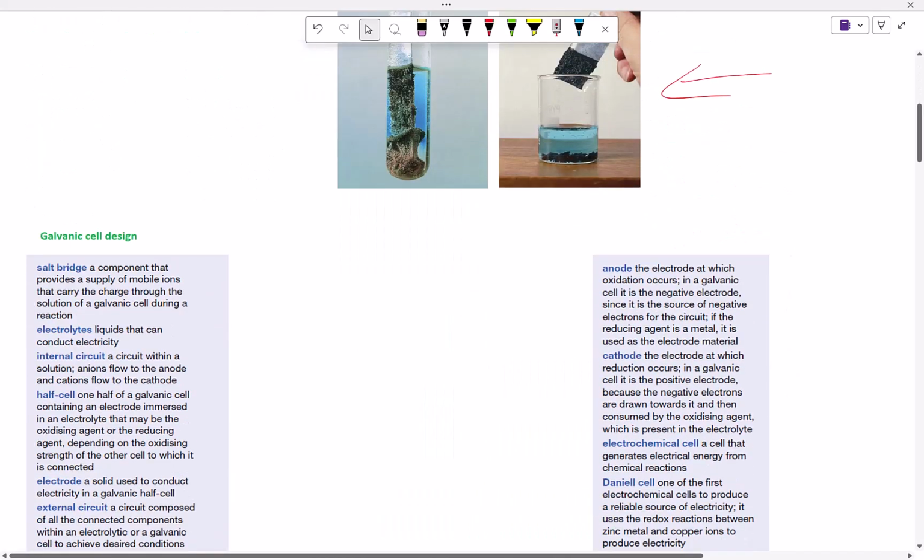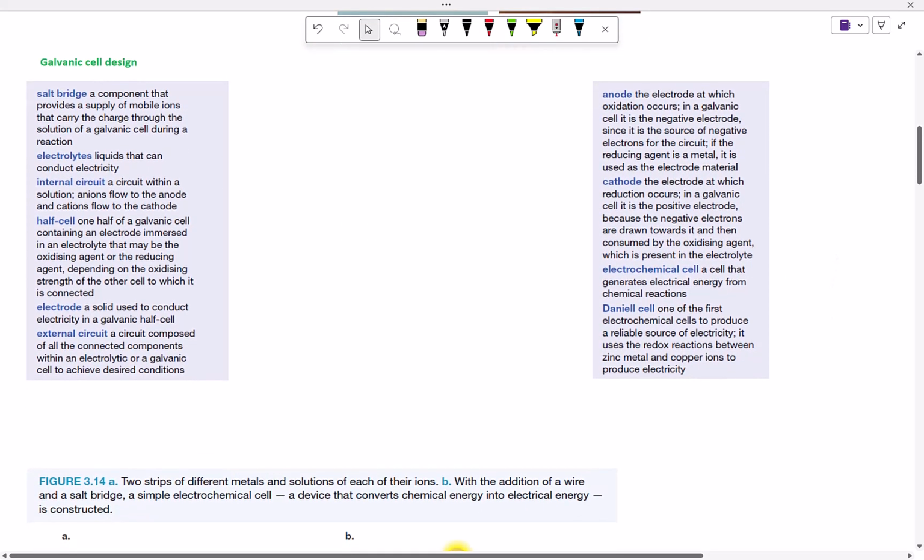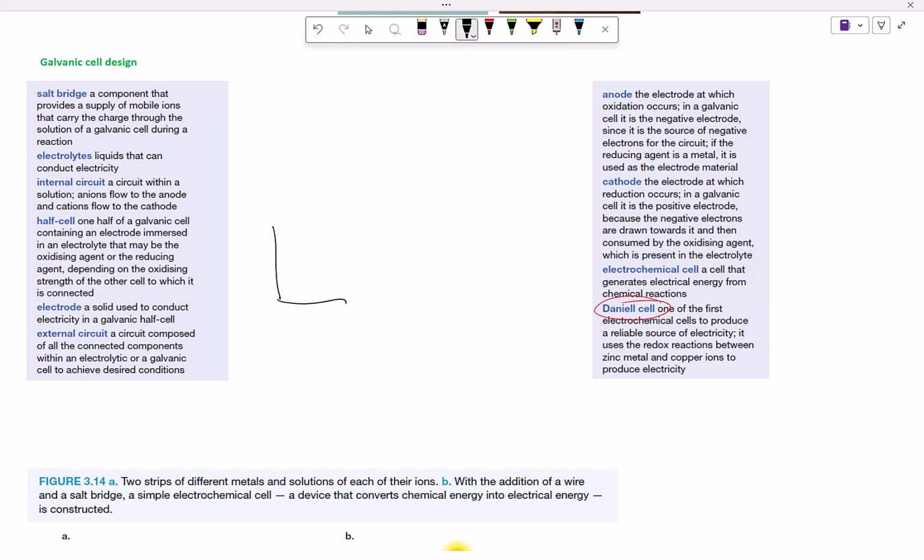All right, so let's move on to galvanic cell design. Keep in mind the first one of these was really the Daniell cell, and that used zinc metal and copper ions to produce electricity. Now when we draw these, let's draw 2 beakers for the sake of argument. We've got some aqueous solution, so we've generally got some electrolyte in here. Remember, an electrolyte is a liquid that can conduct electricity.